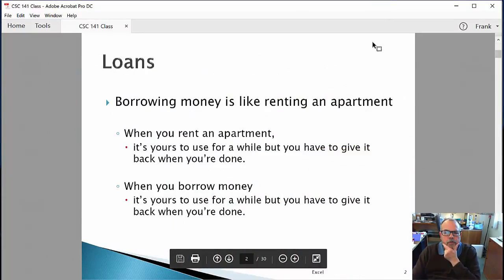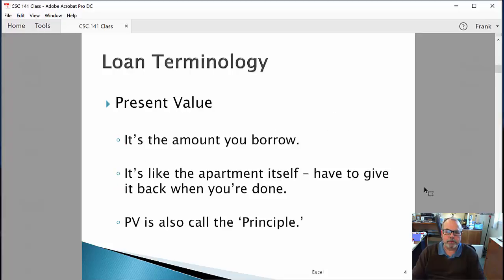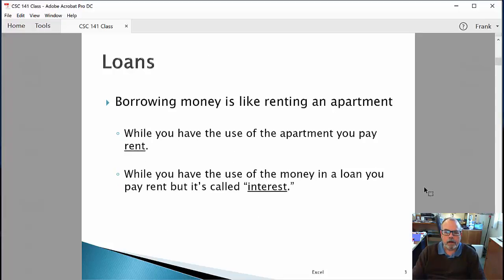So, when you get a loan, you are borrowing money, and it is just like renting an apartment. When you rent an apartment, it's yours to use for the period that you rent it, say a year. But when you're done with it, you have to give it back. When you borrow money, that money is yours to use for whatever the period of the loan is, but when it's done, you have to give it back. So it's an exact analogy between the two of them.